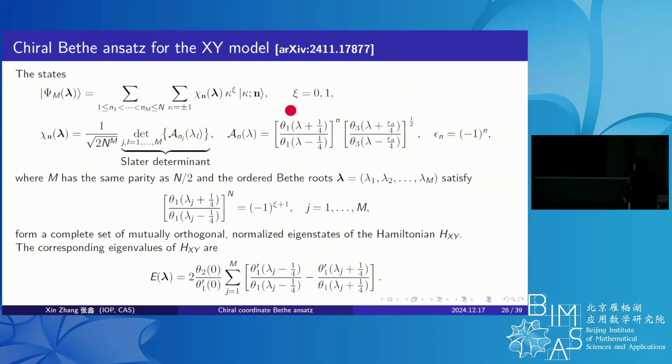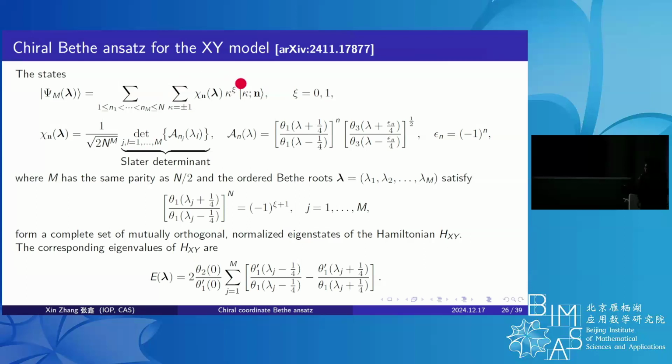Then we can get a solution for the eigenstates of the XY model. We just use this basis to expand the eigenstate of the Hamiltonian. Here n is the number of kinks, and we need a sum over all possible kinks. Kappa is plus or minus 1. If kappa is +1, it means that in this factorized state the first qubit is in the +x direction. If kappa is -1, the qubit on the first site is in the minus x direction. And then this psi can take 0 or 1.